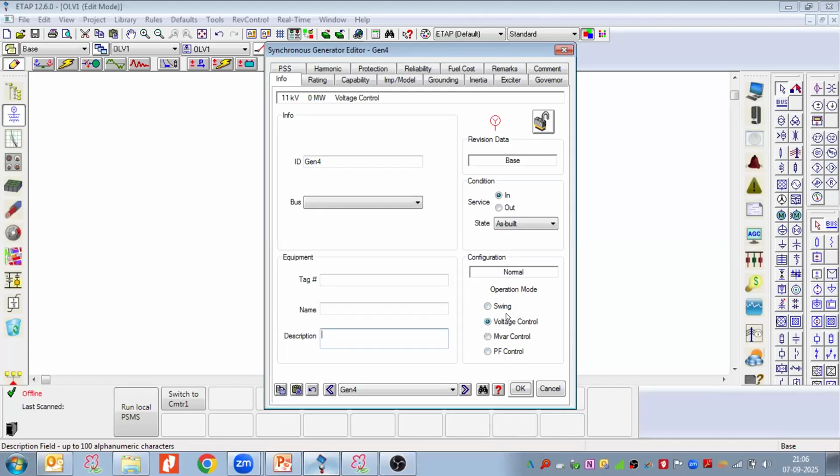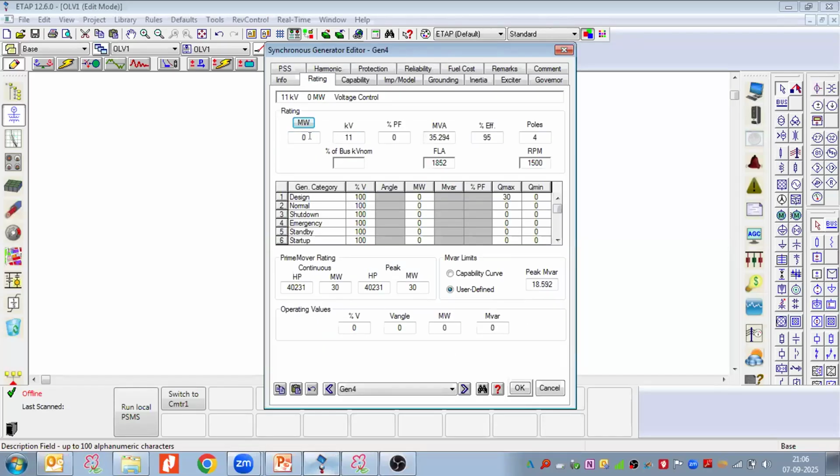Out of these, we have to select one, and thereafter we have to go into the rating page, and here we have to select the ratings like megawatt or kilowatt. If you click here, it will convert from megawatt to kilowatt. Here we have to mention the megawatt of the generator, then the generator output voltage, so this kV we have to mention, the power frequency, the power factor, and the efficiency. All this we have to mention.